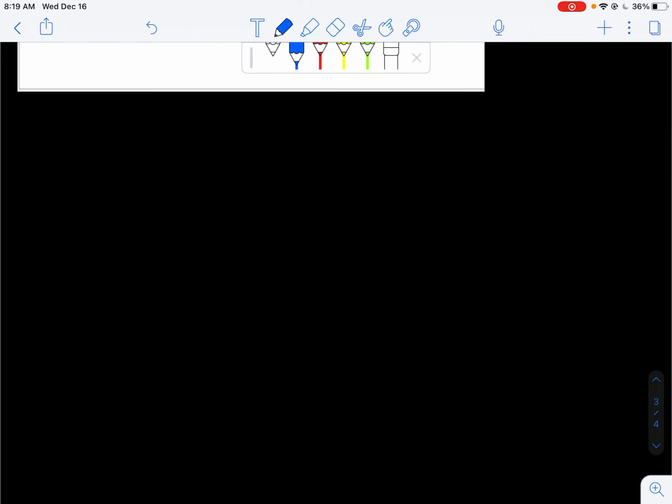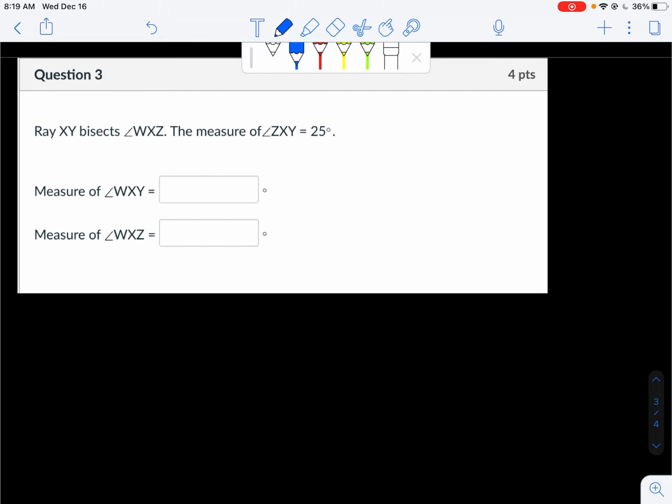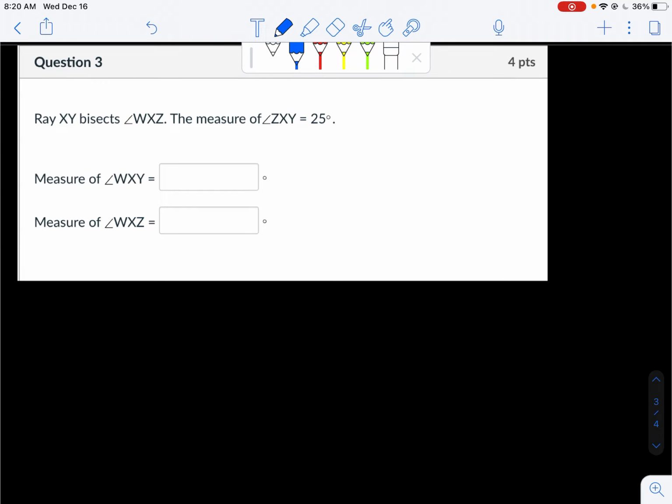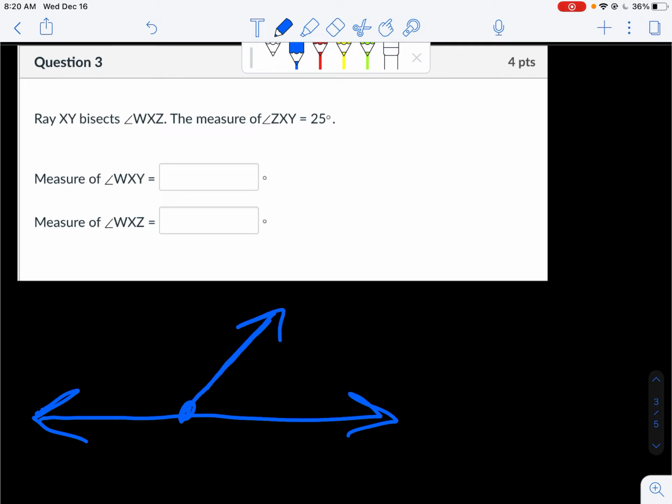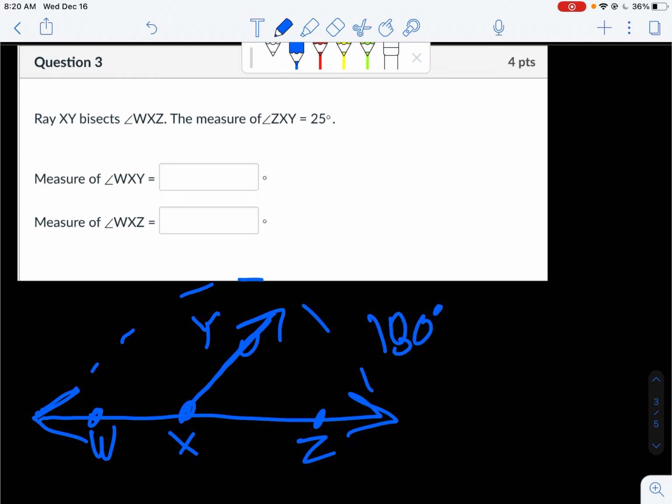Now, if we look at, well, that's number 6, and I want to save that for last. If we look at number 3, this one was also very heavily missed. And again, I saw people that drew pictures, which is great, but a lot of the pictures looked like this. A lot of the pictures looked like this, and they assumed that this was 180 degrees.